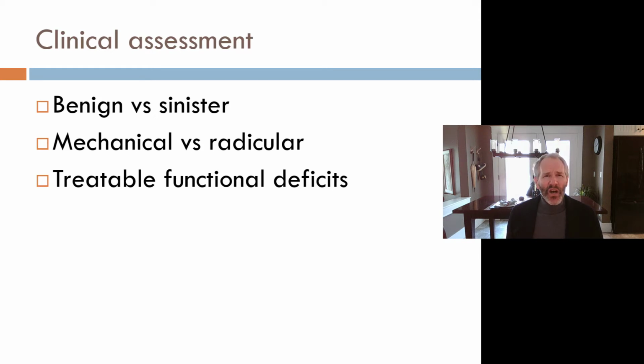And then we also look at things that are treatable. What can I treat in the office? Where is the person weak? Where does the person have abnormal movement patterns? Where does the individual have muscles that are very, very short or aggravated? So the first part of the evaluation algorithm is to determine whether the patient has a sinister problem.